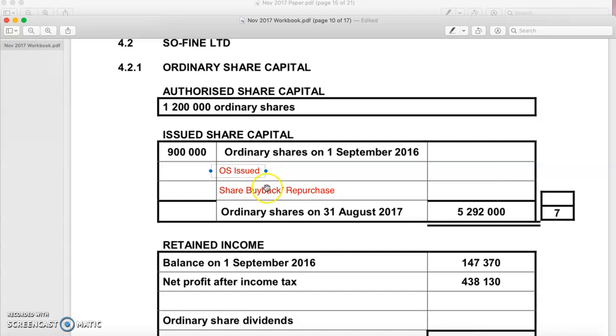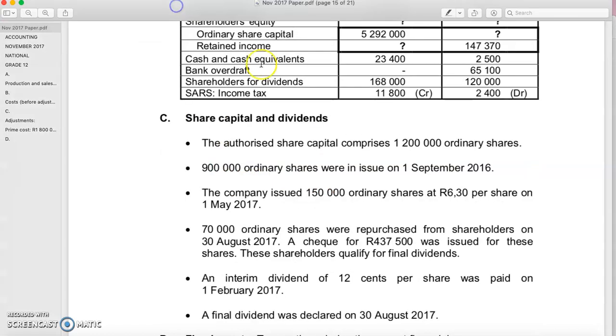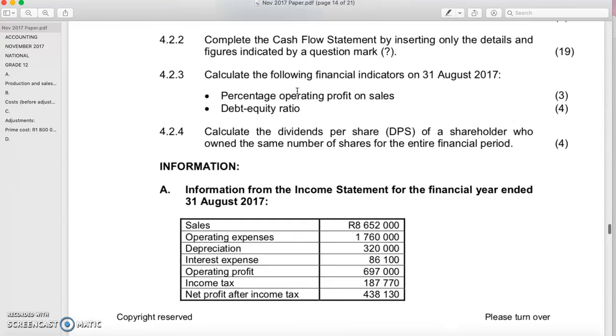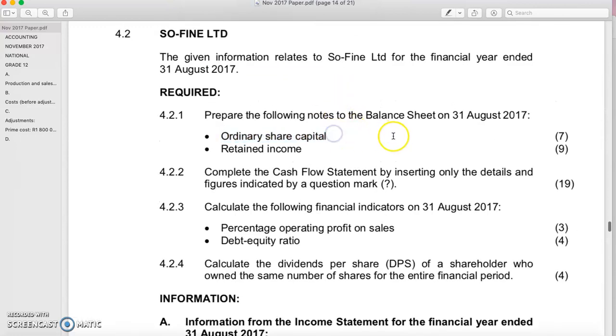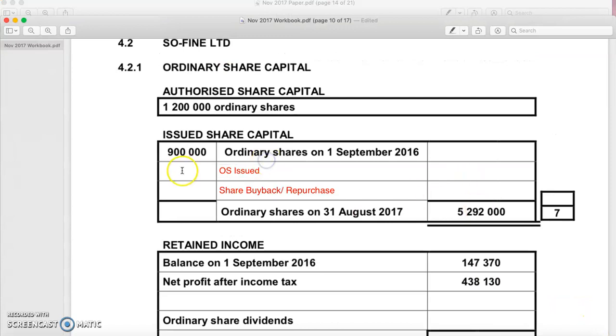If you're not allowed to write in the answer book yet, write the components on your question paper during the reading time, okay? Write it right here so it makes your life easier, I promise. And so before I read the information, I'm already going to write down what I'm looking for. Some people call it share buyback, others call it repurchase.